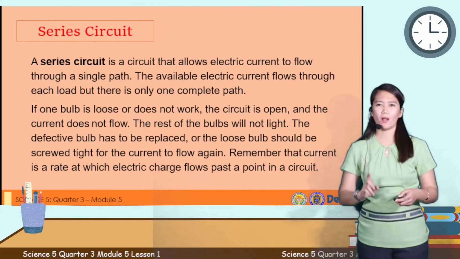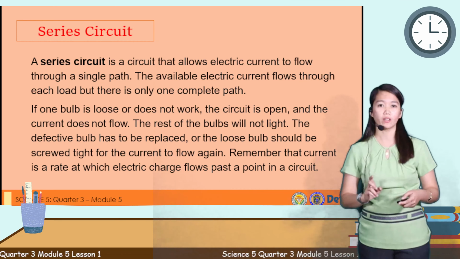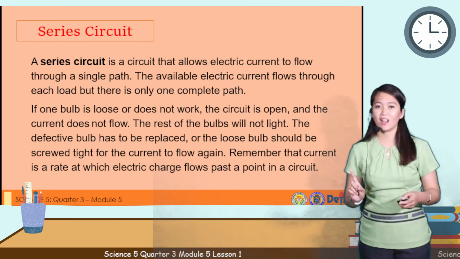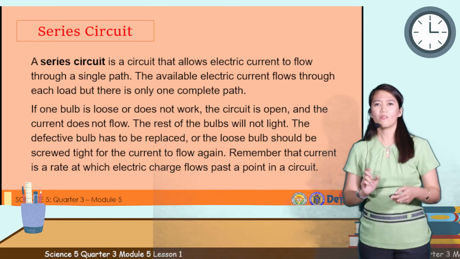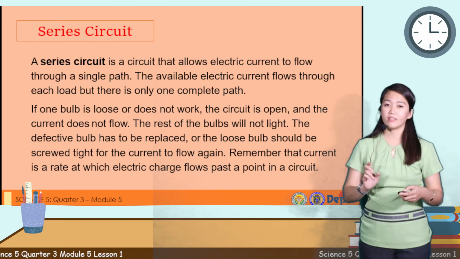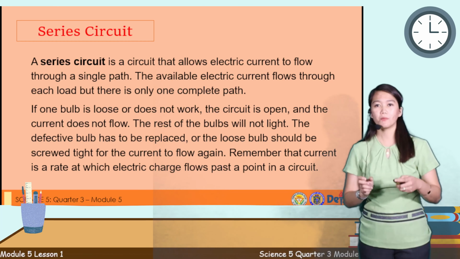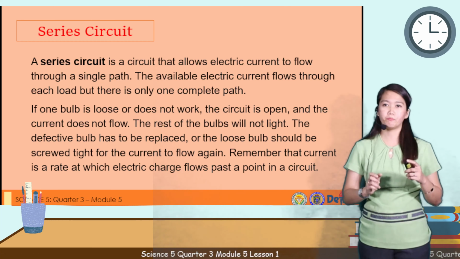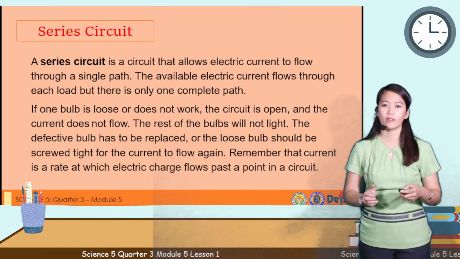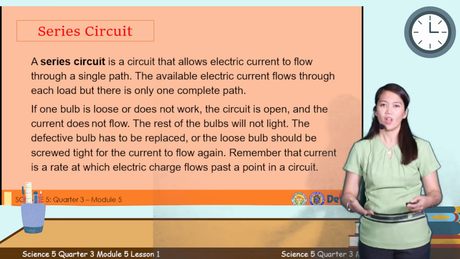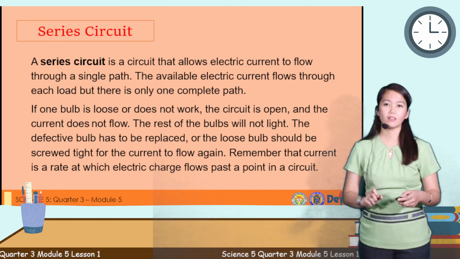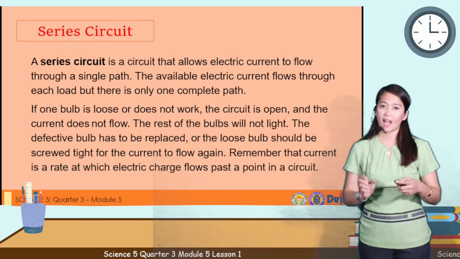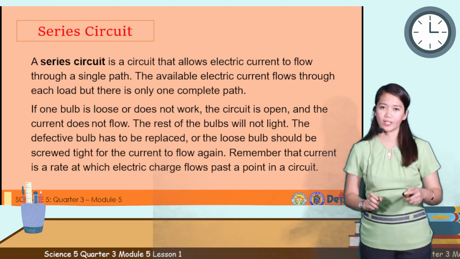Now, if one bulb is loose or does not work, the circuit is open and the current does not flow. The rest of the bulbs will not light. The defective bulb has to be replaced, or the loose bulb should be screwed tight for the current to flow again. Remember that current is the rate at which electric charge flows past a point in a circuit.